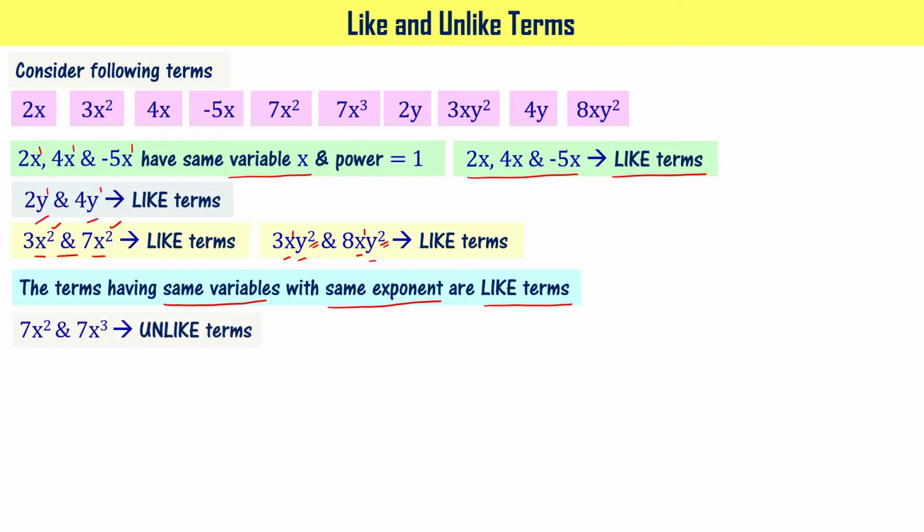It means 7x square and 7x cube are going to be unlike terms. The reason is that even though the variable is the same, the powers are not the same, right? One is 2 and the other is 3. When it comes to 7x cube and 3xy square, you have different variables, first of all, right? And the powers are also different. That's why they are unlike terms, right?